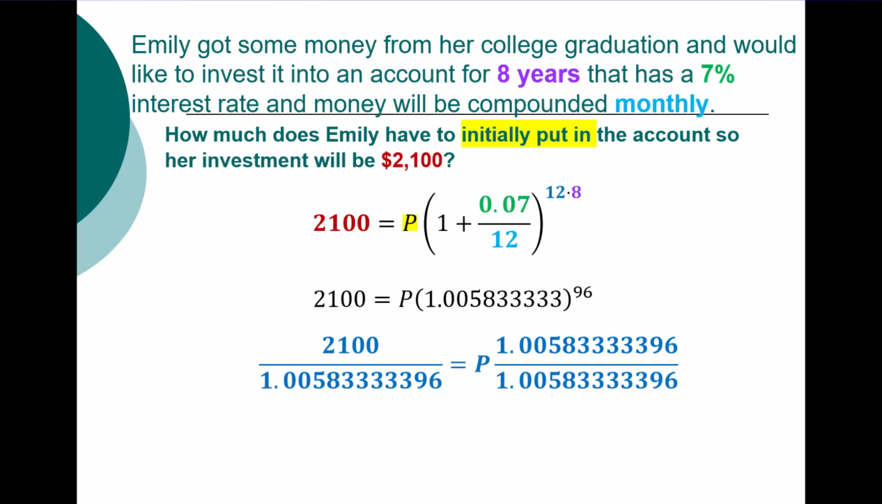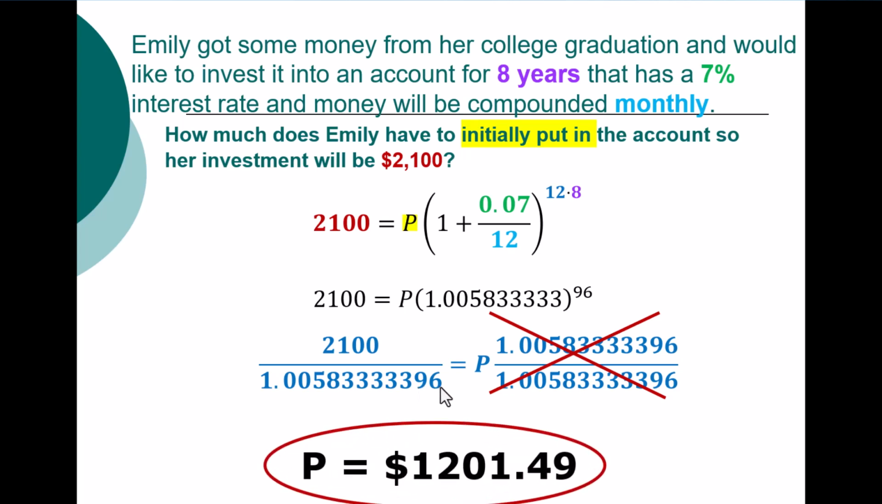Let me see if I can get my pen. I don't have a pen, but work through this carefully. This is 1.005833333 to the 96th power. We're dividing both sides by that. So 2100 divided by 1.005833333 to the 96th power, and we should get our principal at $1,201.49.